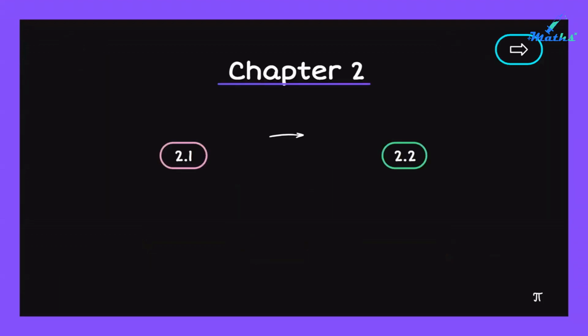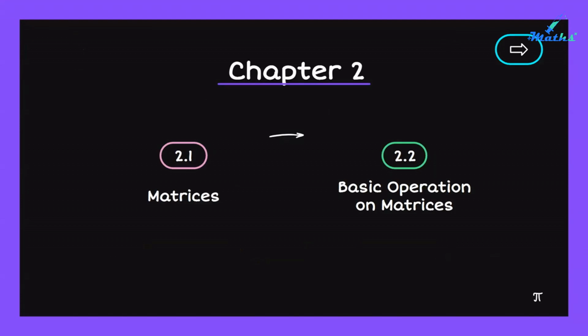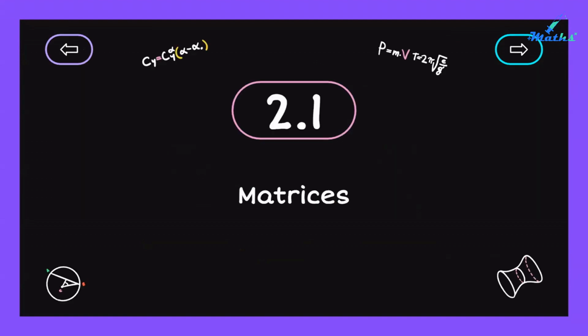So there's two parts, which is 2.1 and 2.2. 2.1 is matrix, 2.2 is basic operation of matrix. Let me introduce you to the 2.1 part first.